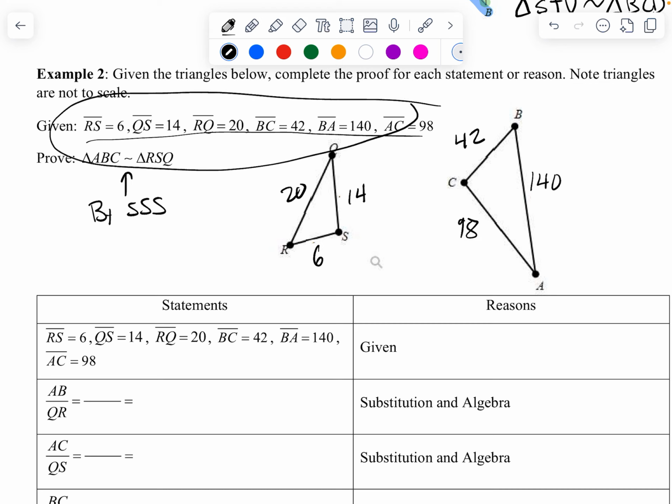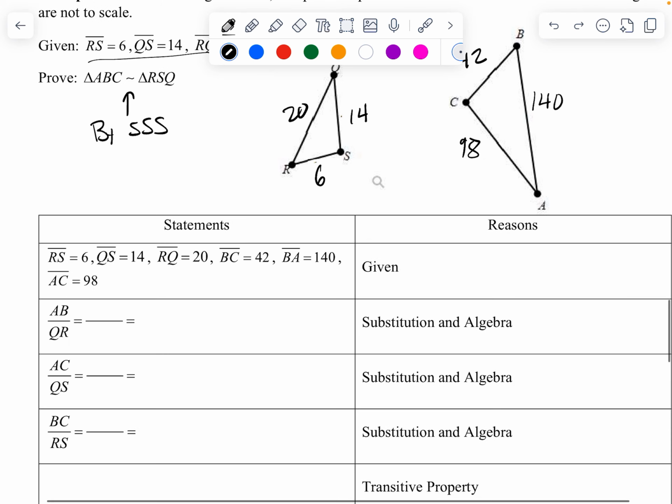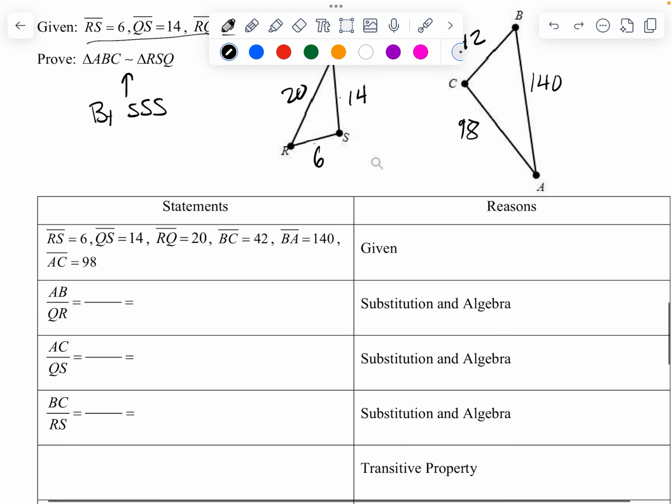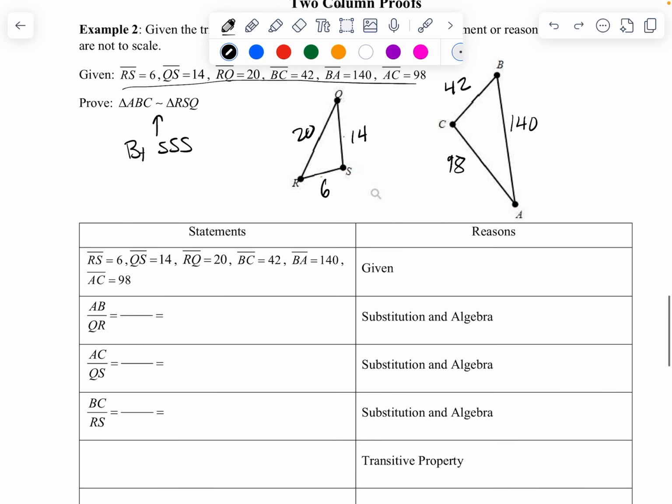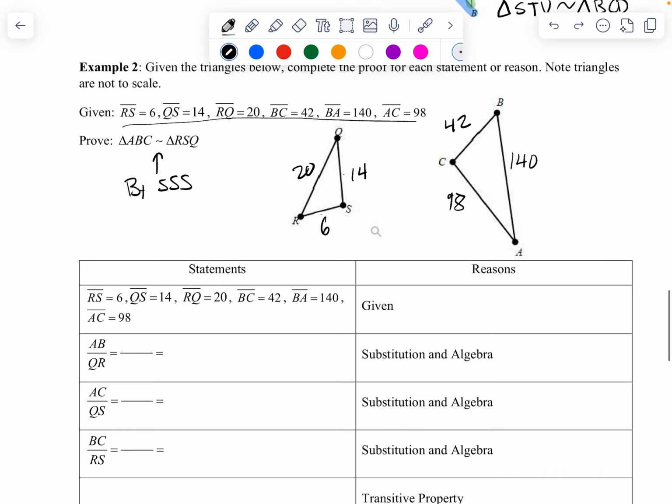All I did is I took this information and I just plopped it on my triangles. Okay, so all that same information was given to us, yay. Now, this next one is just leading us through this. Segment AB divided by QR. Okay, well, AB, we were told, was 140. QR, we're told, was 20. What is 140 over 20? 7. Okay, substitution, we just substitute those values in.